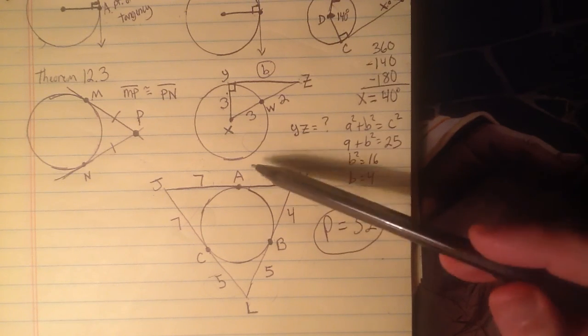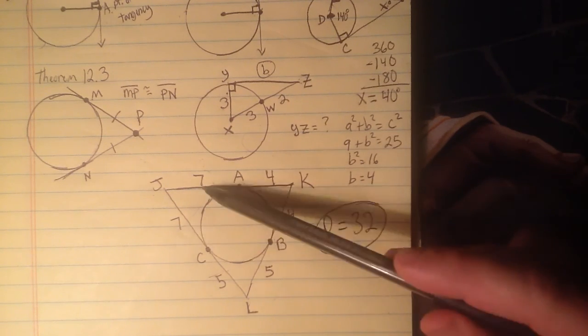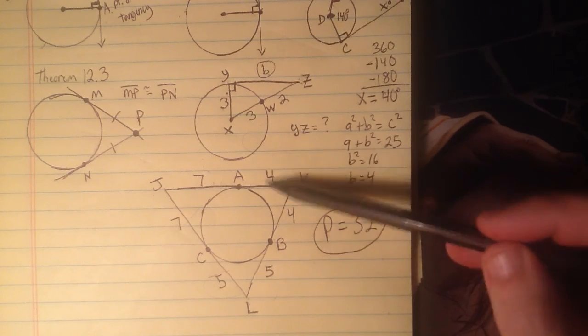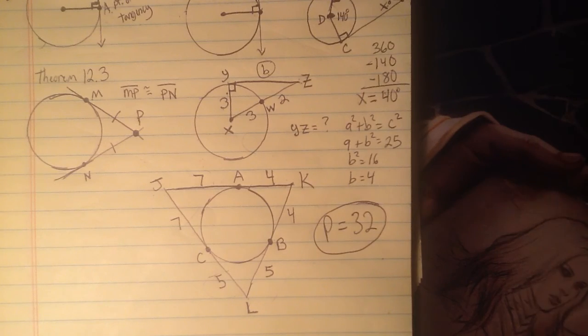So I'm just double checking here. 10, 18, and 14. 10 and 8 is 18, and 14 makes 32.